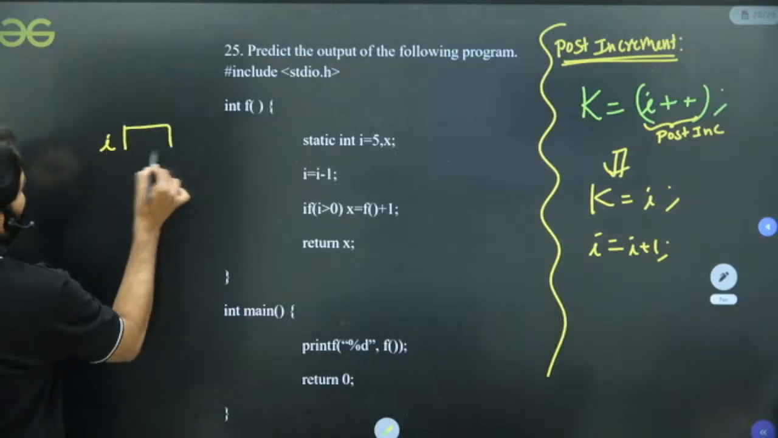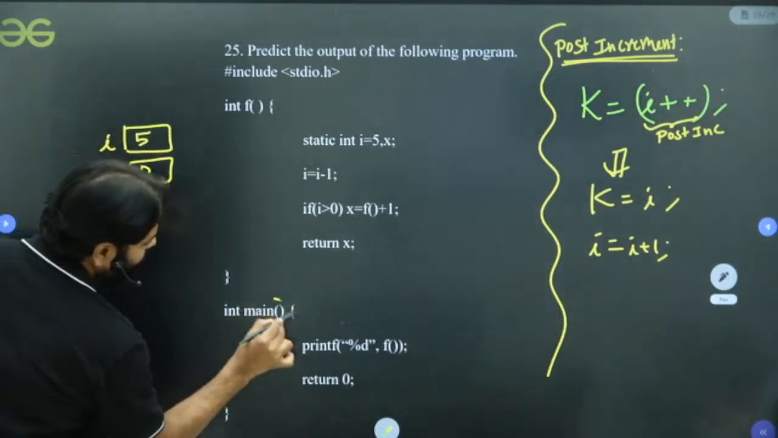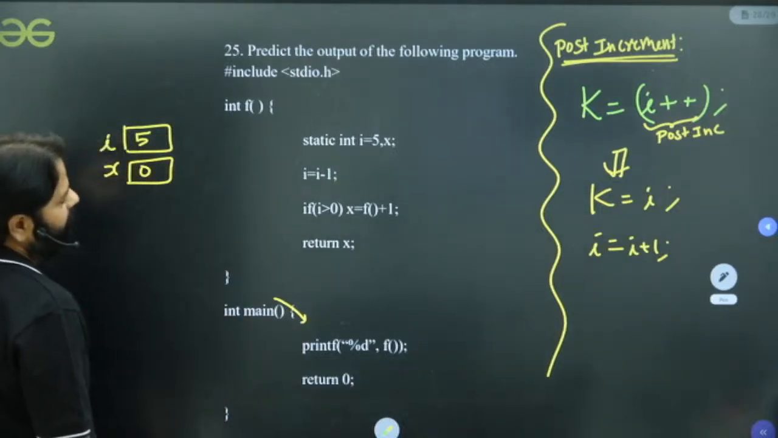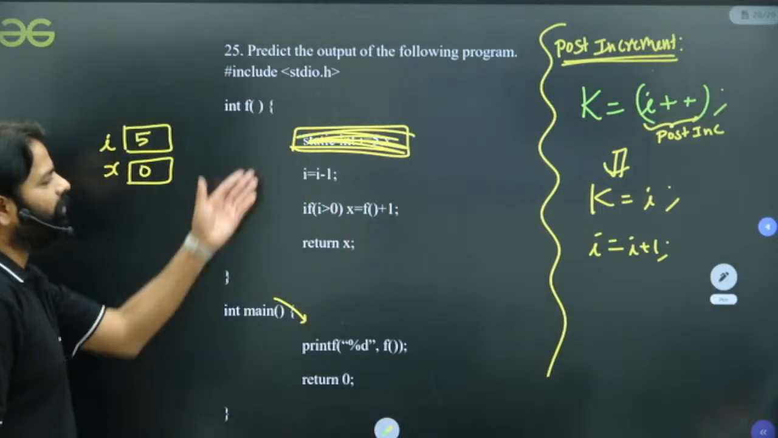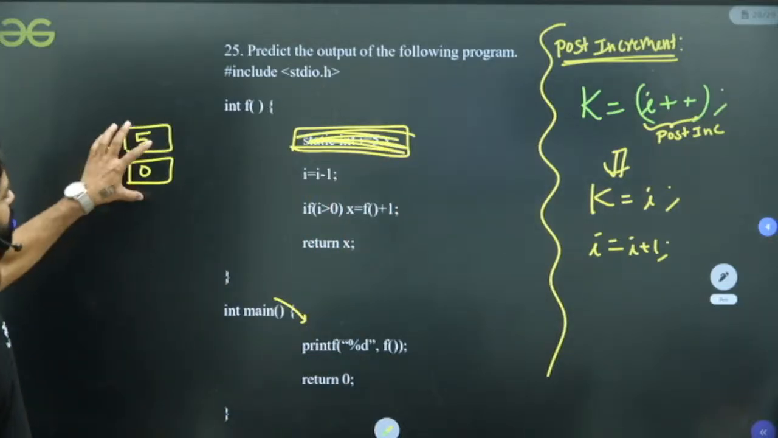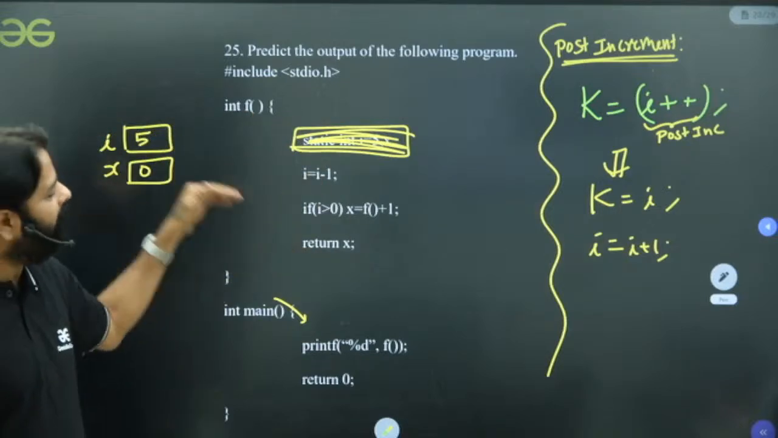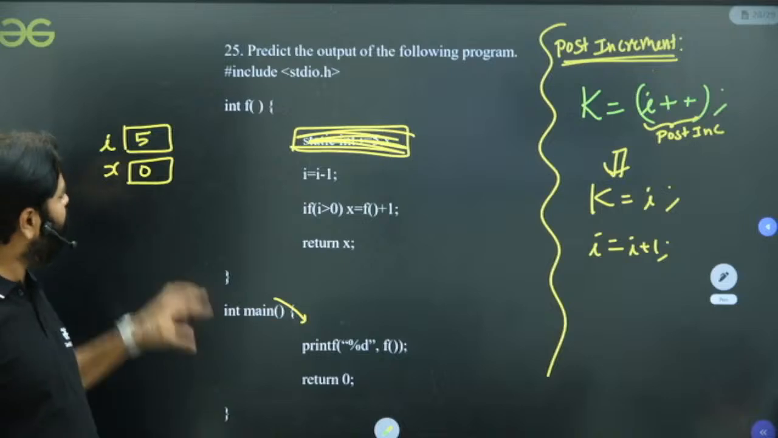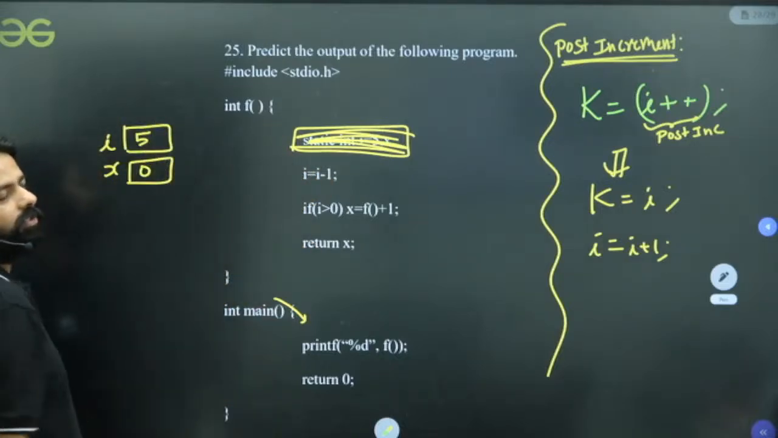Okay. i is 5 and x is 0. This memory was created when you entered the function like this. You can delete this once you have created the memory. You should never look at it back again, because this exists when you are entering main, and you don't look at access here, but memory is created when you are entering the program. But these are visible only here. Only this scope can see these two variables.